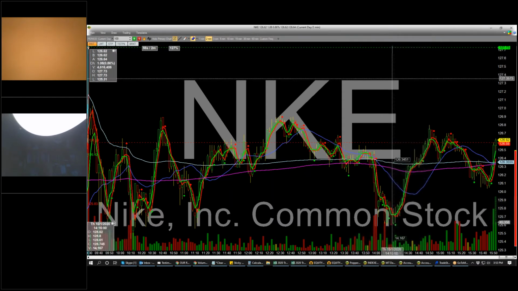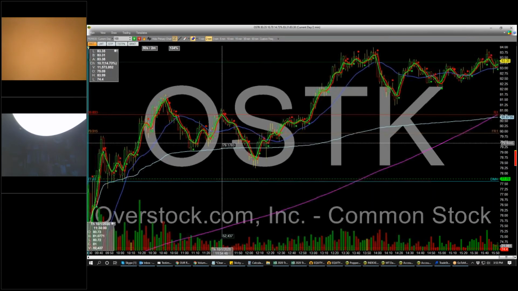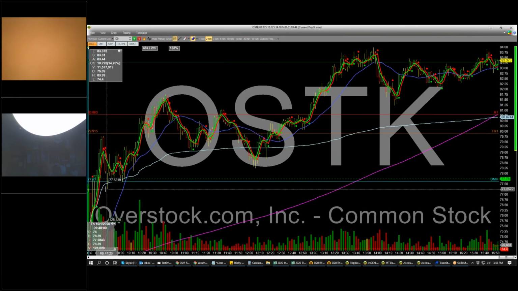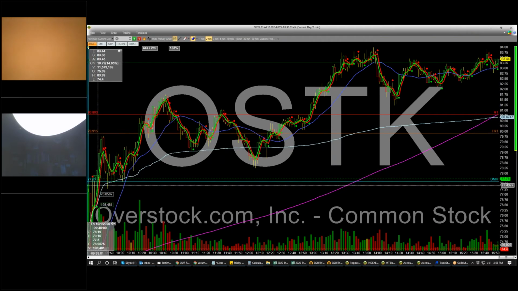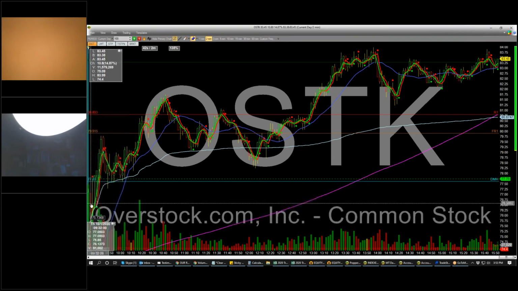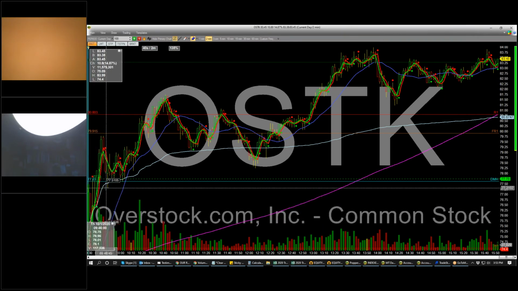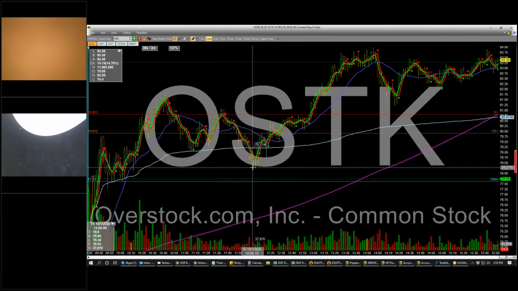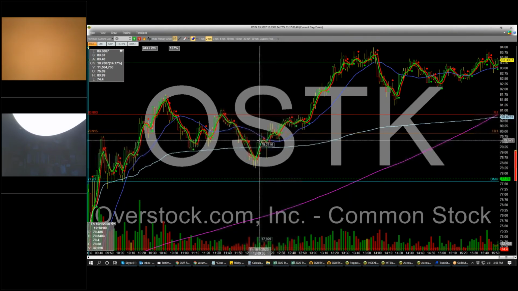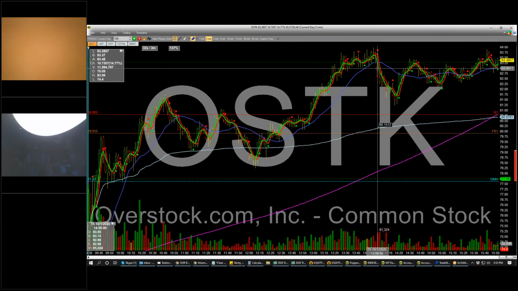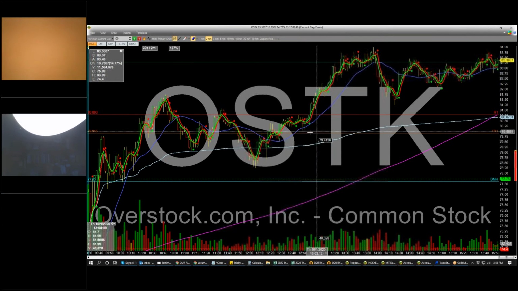Sorry guys, about the dog in the background. Overstock for Troy. Wow. So all day long, look at this. You had Overstock above VWAP most of the day. It dipped below once and then came back above. So when it dipped below and then came back through it, here's your long. Long and strong for the afternoon.